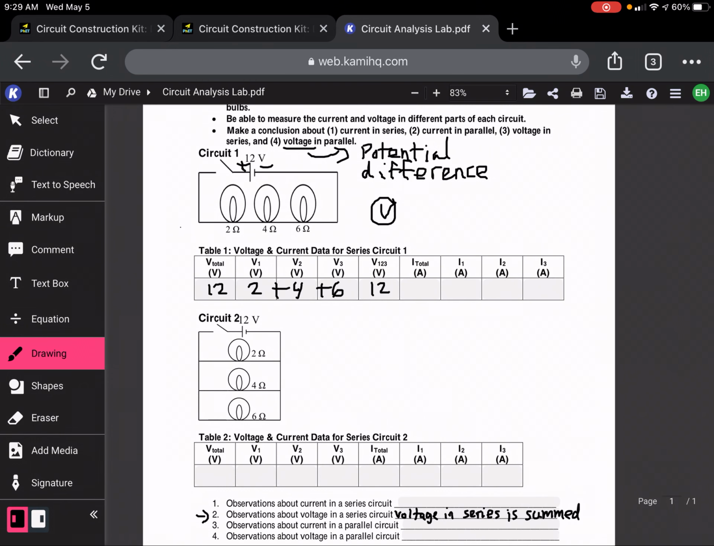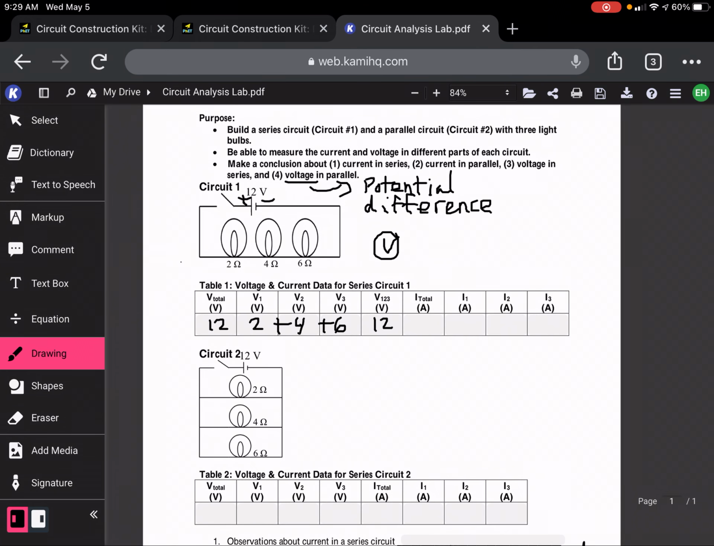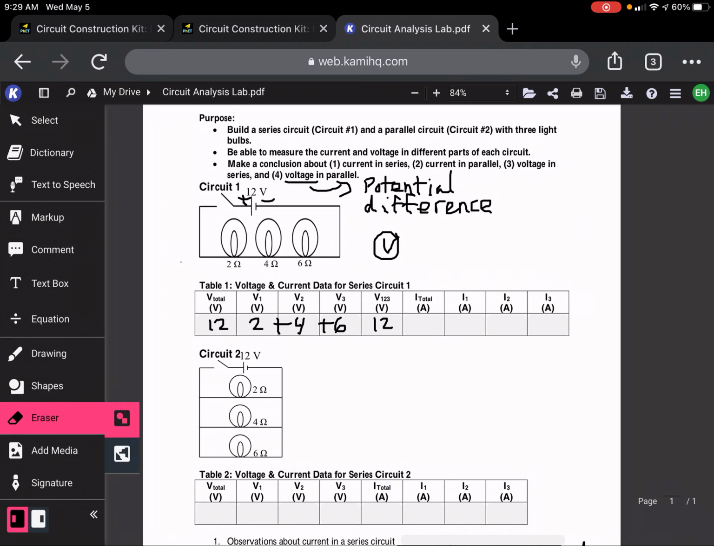Okay, now what we're going to do is take a look at current in a series circuit. We're going to start by measuring the total current in the battery. Then we're going to place the ammeter directly after resistor 1 to get I1, directly after light bulb 2 to get I2, and directly after light bulb 3 to get I3. Let's measure the current in different parts of the circuit.